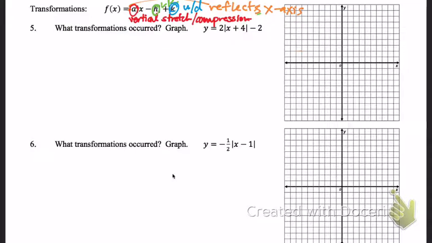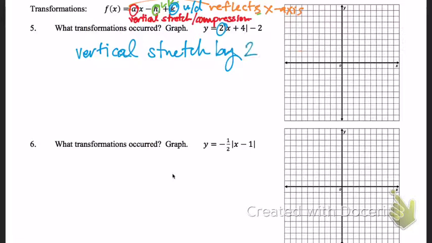So if we look at number 5, it says what transformations occurred, and we're going to graph it. There's no negative sign, so I just leave that be. The 2 tells me what? Vertical stretch by 2. That is also the slope. Whenever I plot my vertex, I'm going to use that number a, whatever that is, 2. 2 is going to be my slope. So vertical stretch by 2, or by a factor of 2. Then the 4 tells me what?